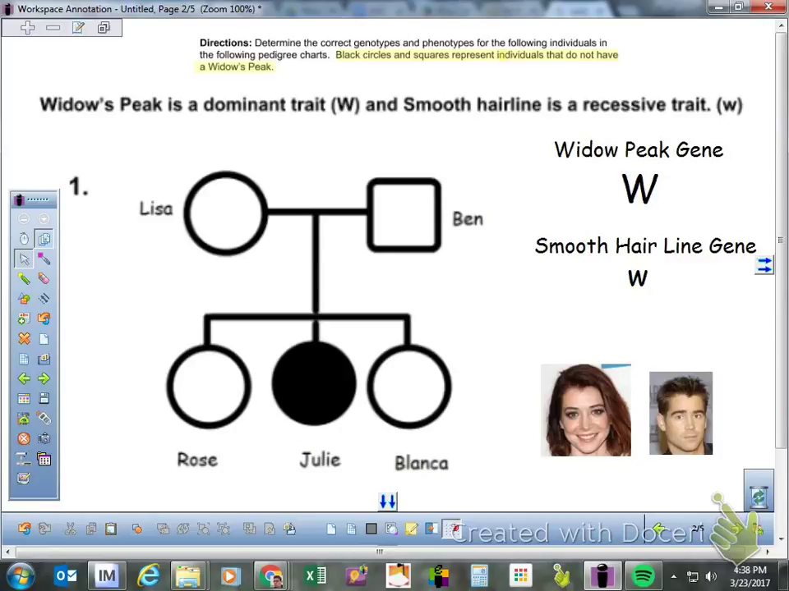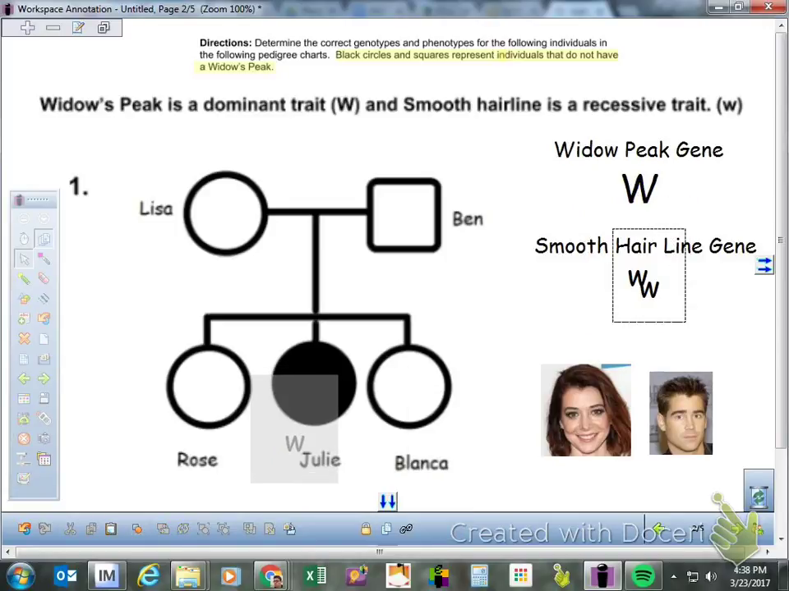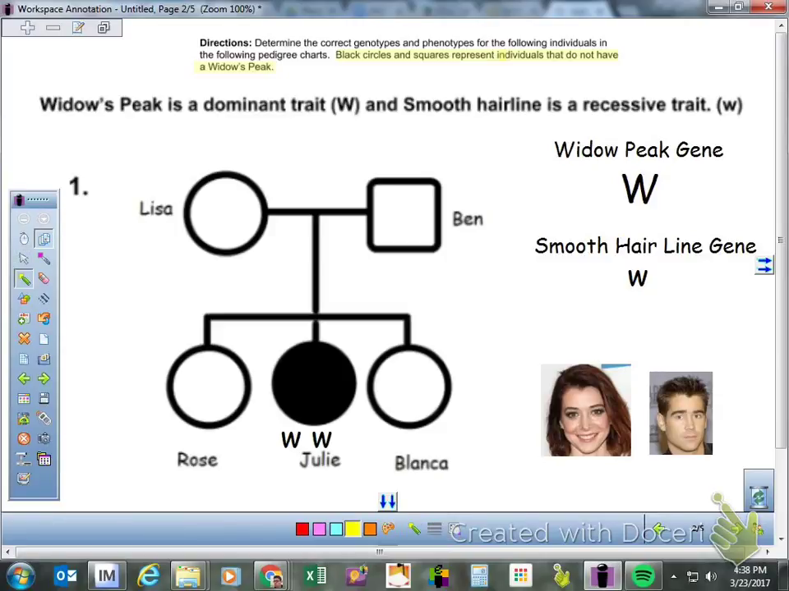Julie does not have a widow's peak, so that means that she has to have, okay, 2 of these genes. All right, so she has one from dad and one from mom, okay? So you got to remember that, okay? That in order to have a recessive trait, you need to have 2 genes that are recessive, all right? Now that we know this, we can tell what mom and dad look like, okay?